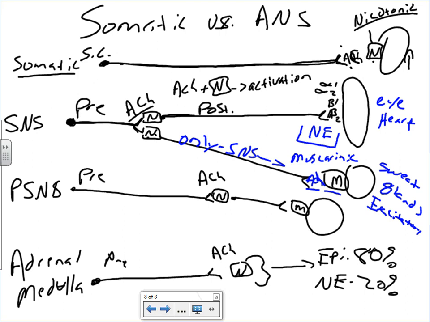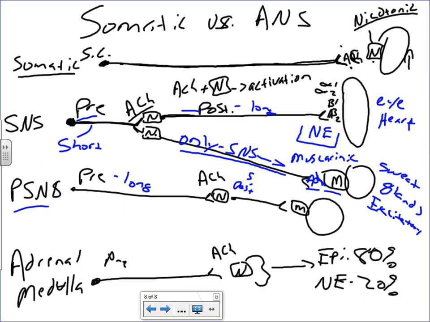Okay, so this would be the only situation, again, when the SNS is going to be releasing acetylcholine. So what do you notice here? Preganglionic nerve, postganglionic nerve. Now remember, in the sympathetic nervous system, preganglionic neurons are short, postganglionic long. And it's the exact opposite with the parasympathetic nervous system. Preganglionic nerves are long.